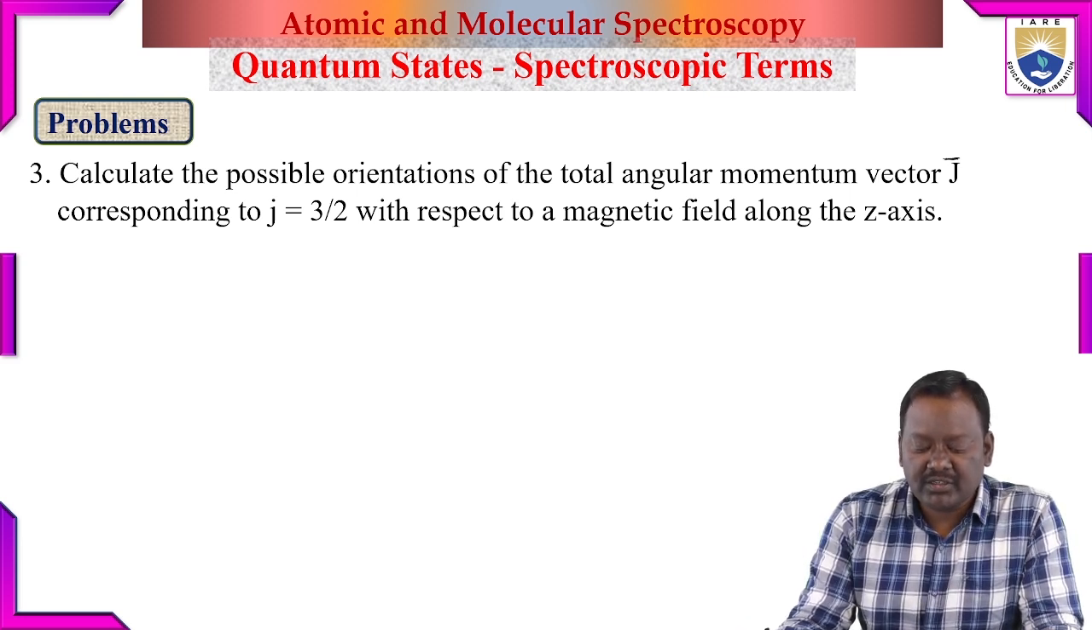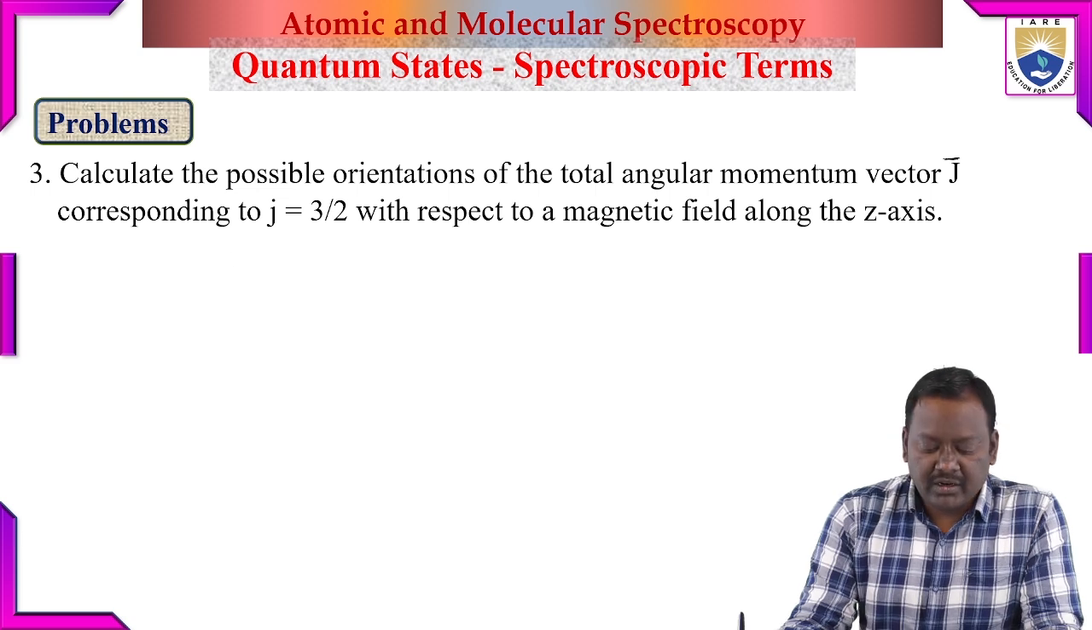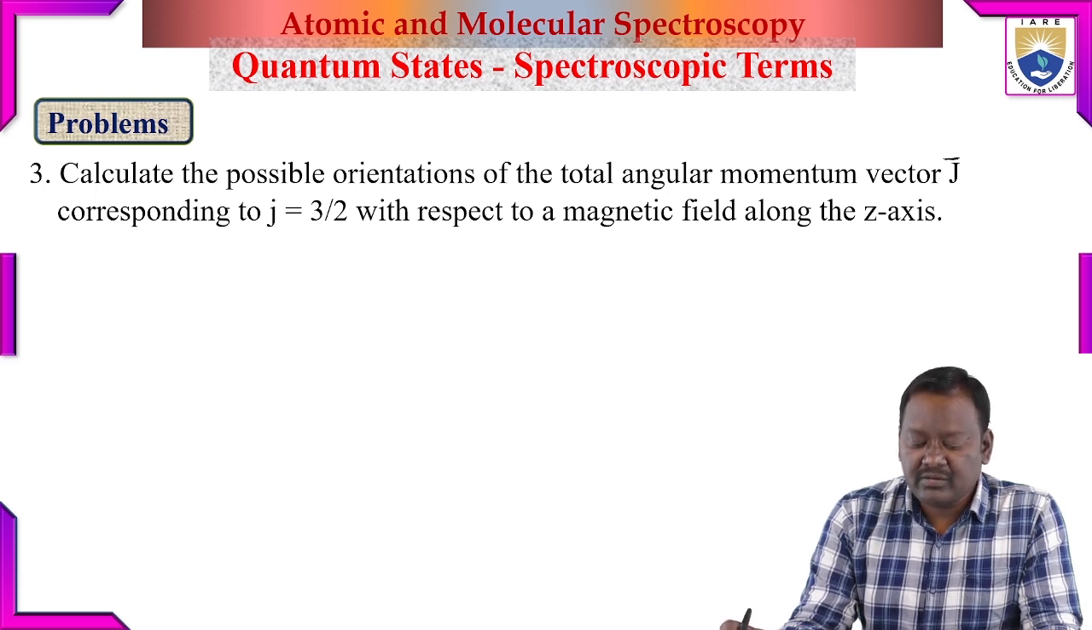Calculate the possible orientations of the total angular momentum vector j bar corresponding to j equal to 3 by 2 with respect to a magnetic field along the z-axis.